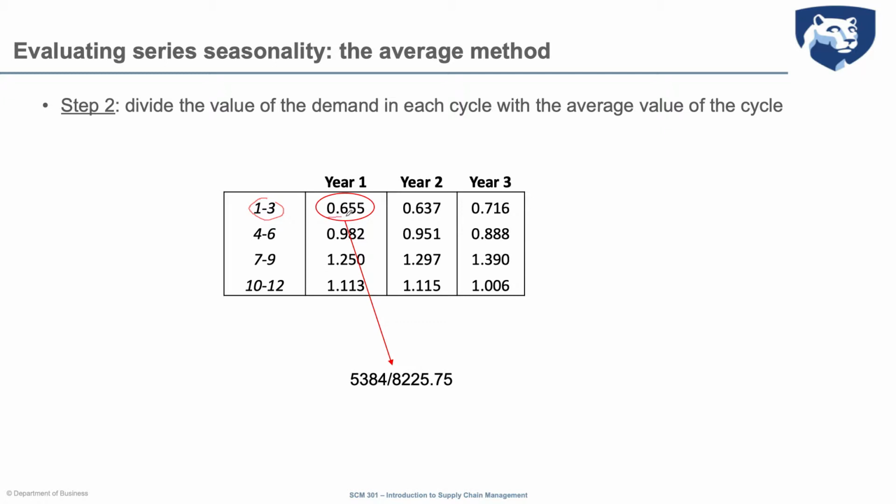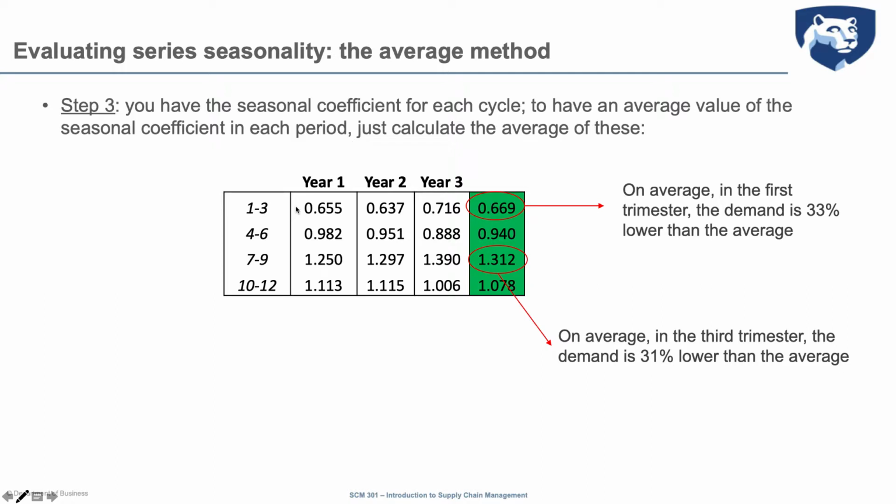Here what you have are specific seasonality coefficients for specific values of this period of the cycle. To find the seasonality coefficient for each period in each cycle, you have to average the value of the seasonal coefficient that you have calculated with the previous step. So the seasonal coefficient of the first 3 months in each year is no other than the average of the seasonal coefficient of the first 3 months that you have recorded in year 1, year 2, and year 3.